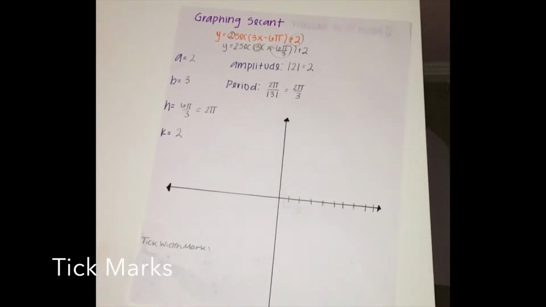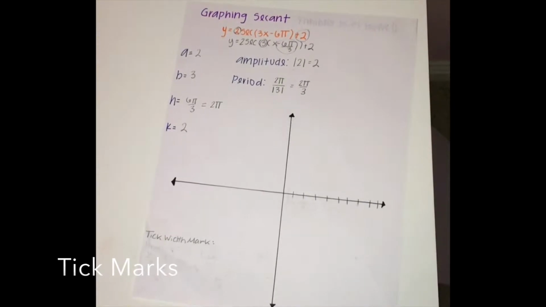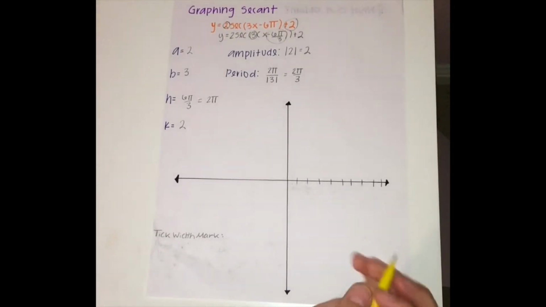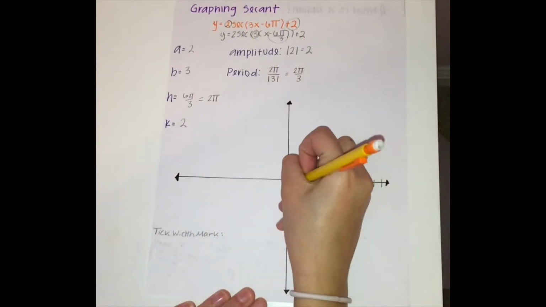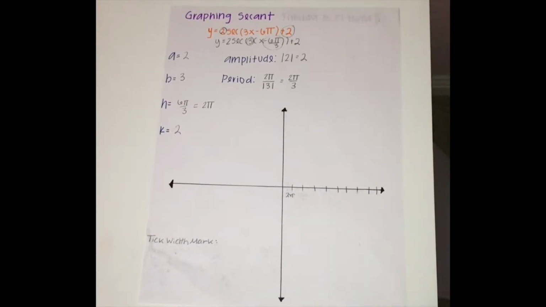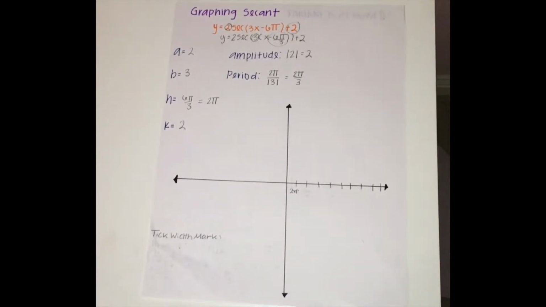Alright, so in order to graph a secant graph, you're going to need to graph 2 periods, which is equivalent to 9 different tick marks on the graph. You already know your first tick mark because you always start the graph at your h value, which in this case is 2 pi. Next, you're going to have to find your width mark so you know how much space is in between each tick.